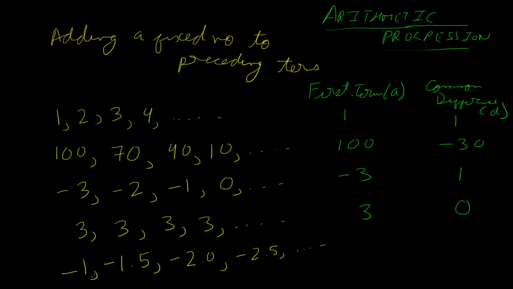We have 0. And in this case, we have the first term as -1, and we are subtracting 0.5 from it. So we have the common difference as minus 0.5. So one thing to note here is that common difference can be either positive or negative or 0. But for a sequence to be called an arithmetic progression, this common difference should be constant throughout the sequence.